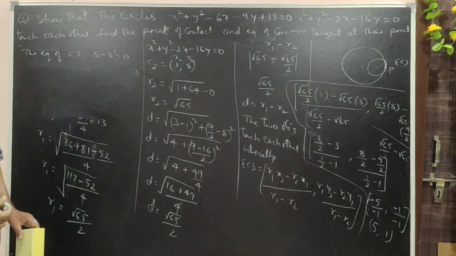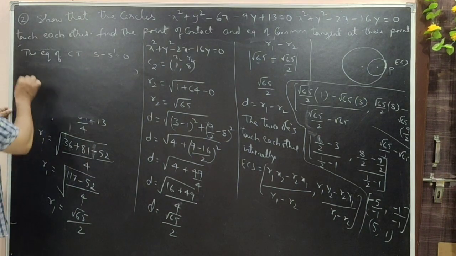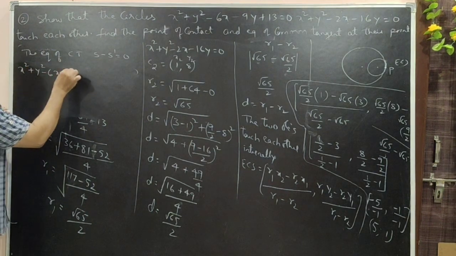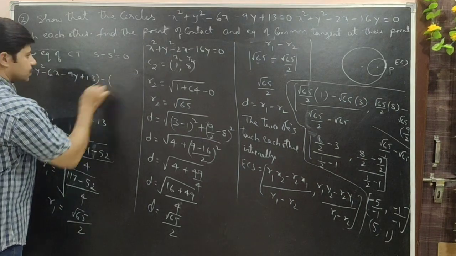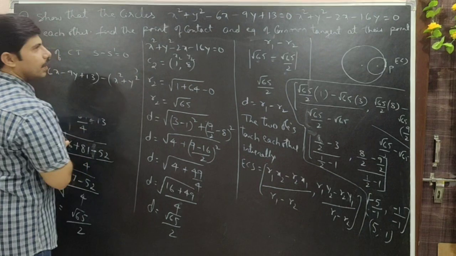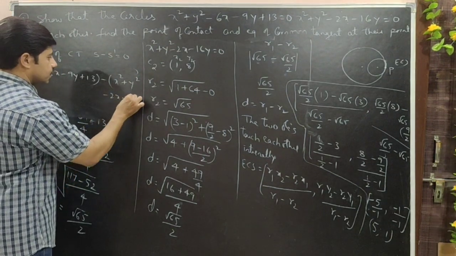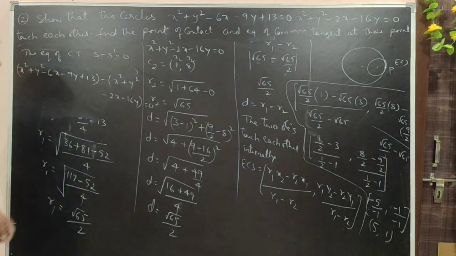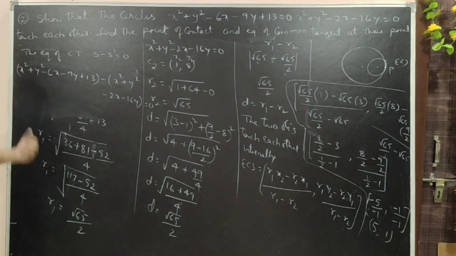That means you have to subtract the two circles. So I'll subtract the two circles. The first equation is x square plus y square minus 6x minus 9y plus 13, and minus of what we get is x square plus y square minus 2x minus 16y, equal to 0. Okay, you just calculate this, you will get the equation of common tangent.